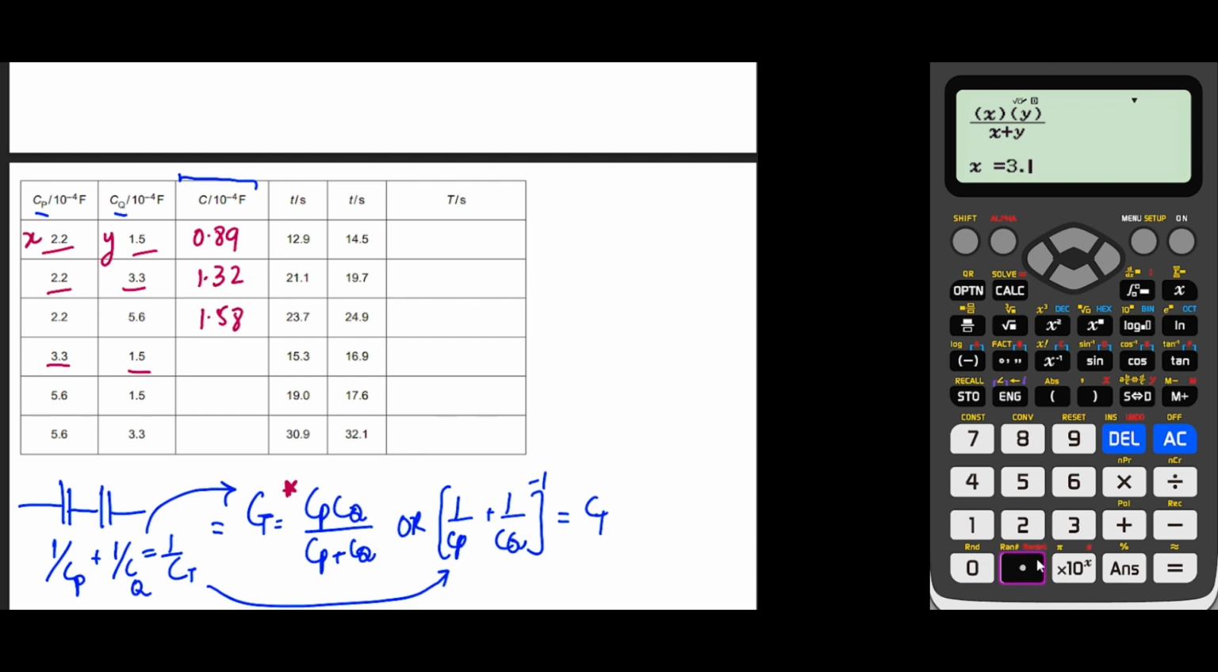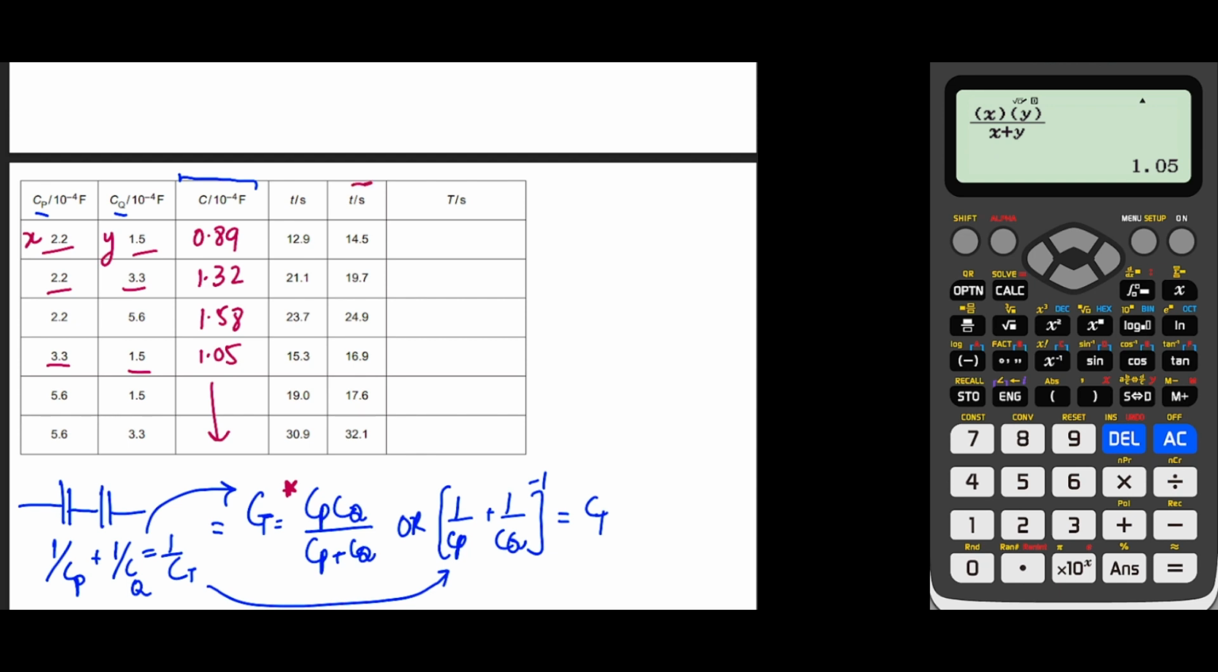Similarly, if we go to the next stage, we have 3.3 and 1.5. I press calc again, so 3.3 and 1.5, press equals to again. So this is given to me as 1.05, right? Now, again, you can fill in the rest of the values as well. Now we understand how to make the function using a calculator, okay?